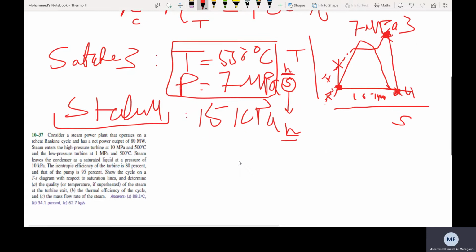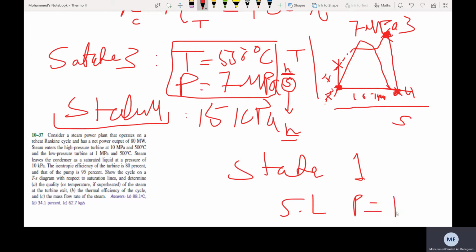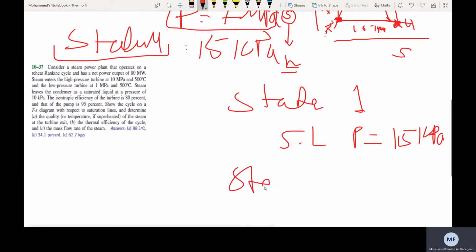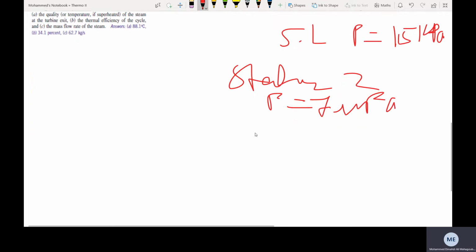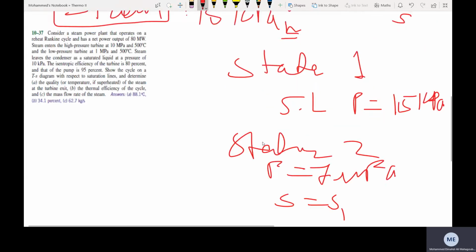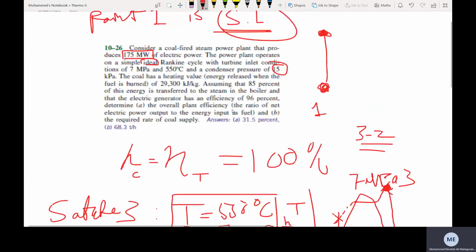And state 1, we know that state 1 is saturated liquid at which pressure? At a pressure of 15 kilopascals. Remember, the pressure from 0.4 to 1 is constant. And state 2, we have the pressure equal to 7 megapascals, and the entropy is equal to the entropy of 0.1. So yeah, let's start solving the problem.